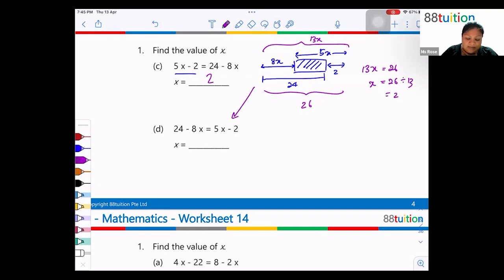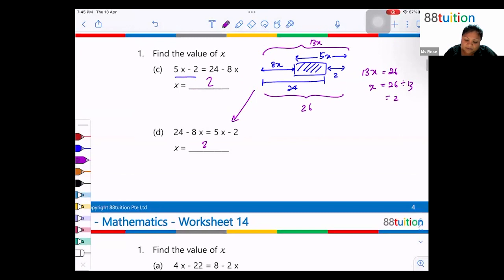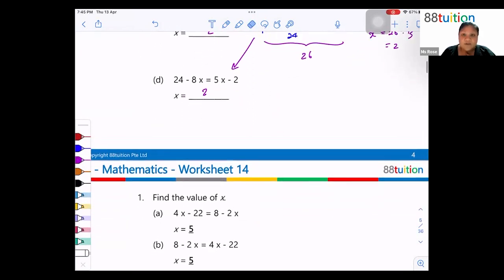So this is the same. They just shift it around. Yeah, so the answer is 2. Is it? Yeah. Okay. All right. Questions, anyone?